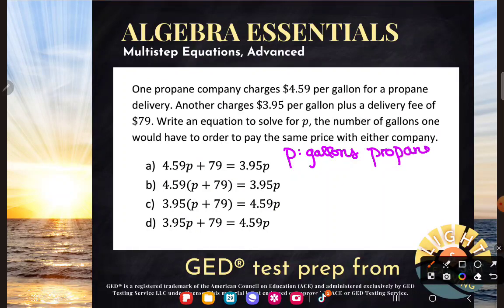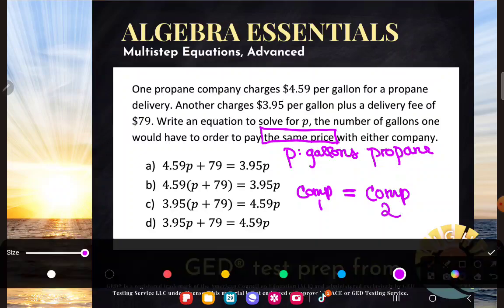See that nice language? The same price. I'm looking for where the two companies are going to have the same price. They're going to be equal. I'm looking to write an equation here. And what do I want to be equal? The two companies. So the first company has got to be equal to the second company. Okay, well, let's go find out what we know about the two companies.